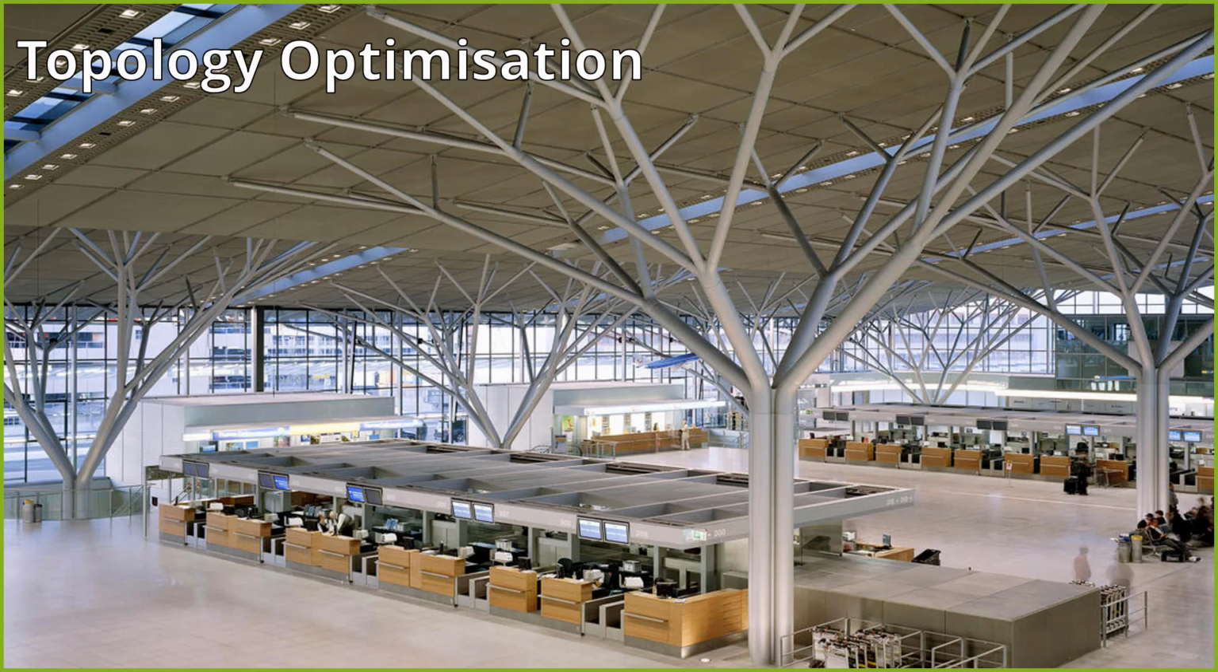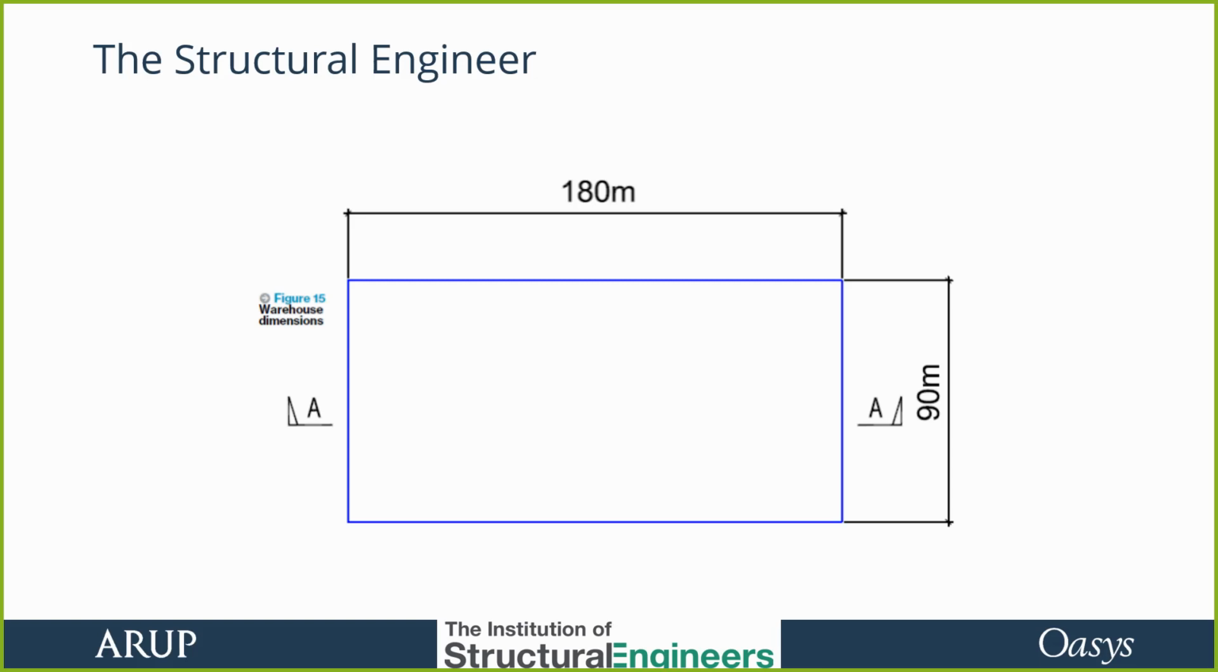Topology optimization. So, topology is all about the actual layout as a whole. So, example. This example was given by our 2012 president, John Nolan. He gave this challenge in his inaugural address. So here, I'm the structural engineer.